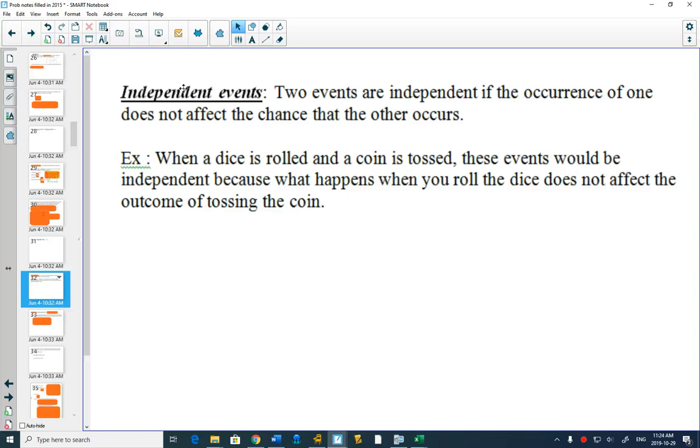Does rolling the 4 have any effect on me getting heads? Could I get a 4 and heads at the same time? Yes. You could still have both events happen. But I can't flip this now and have a better chance of getting heads. So 2 events are independent if the occurrence of one does not affect the other.